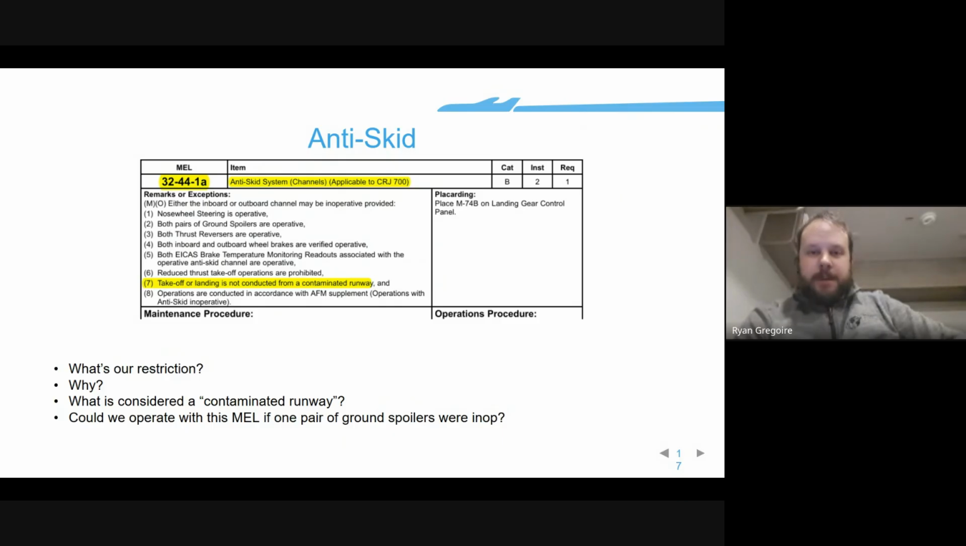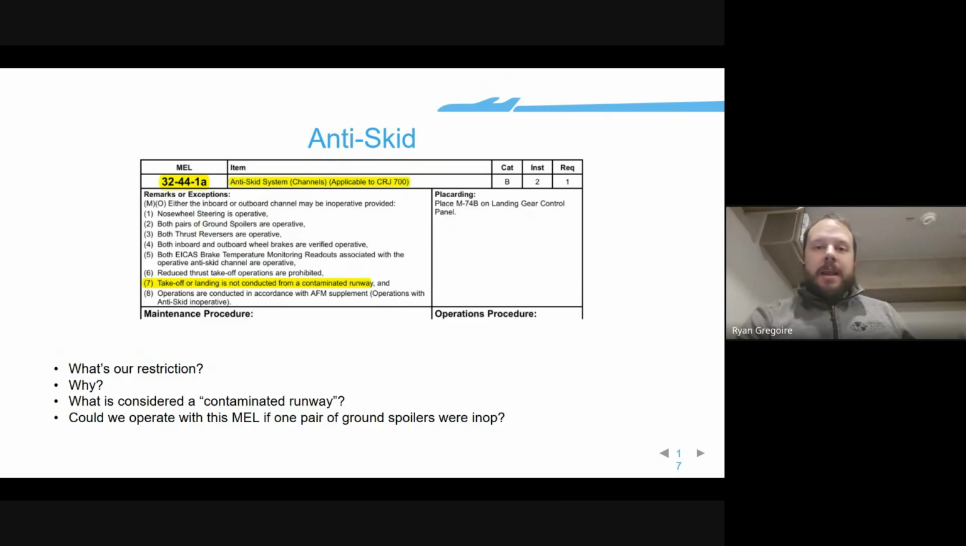Yeah, anytime that there is something wrong with the anti-skid system, again, that is what's making sure that our tires maintain proper traction during braking. Pretty much any other system that impacts our braking action has to work. Have to have nose wheel steering. Both pairs of ground spoilers are operated. Both thrust reversers work. Both inboard and outboard wheel brakes are verified operative, which means a mechanic actually has to go down there and watch the brakes.